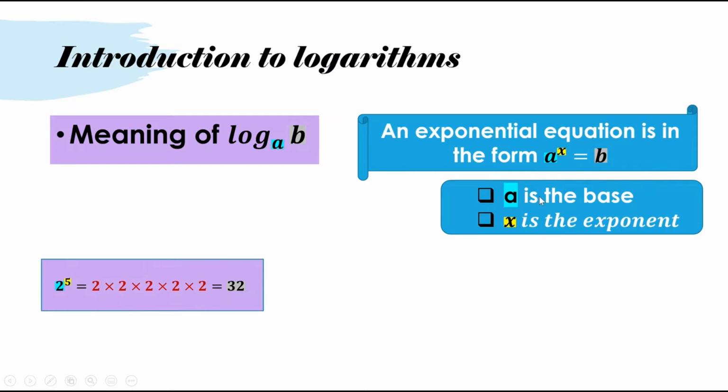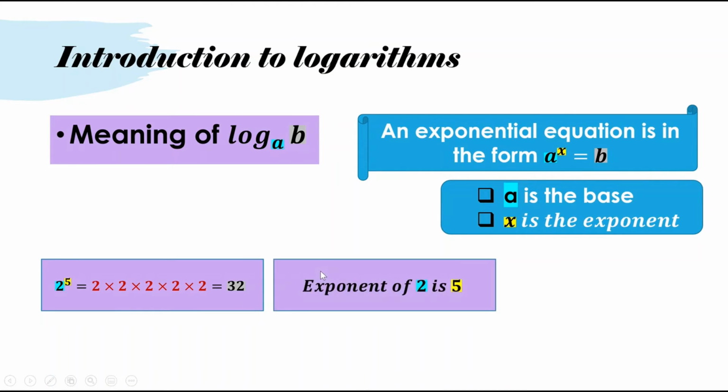So for example, 2 to the power 5 means what? It is 2 times 2 times 2 times 2 times 2. That means it equals 32, right? So here you get the value of 32 for 2 to the power 5. Here the base is 2, the exponent is 5, and the value you get is 32, okay? So the exponent of 2 is 5.